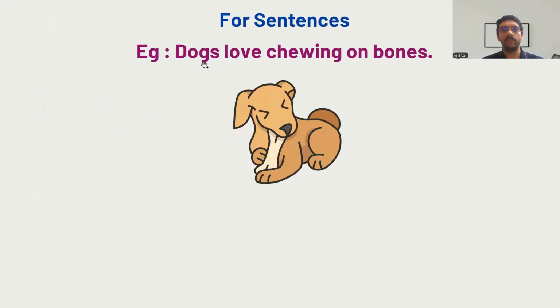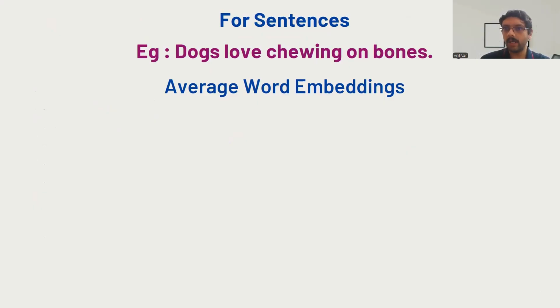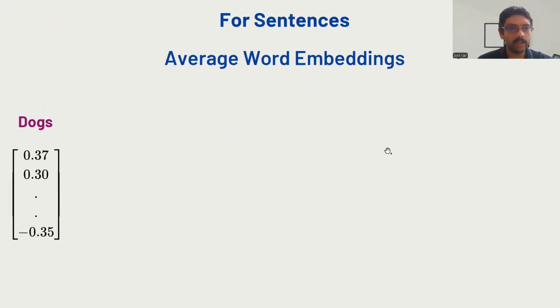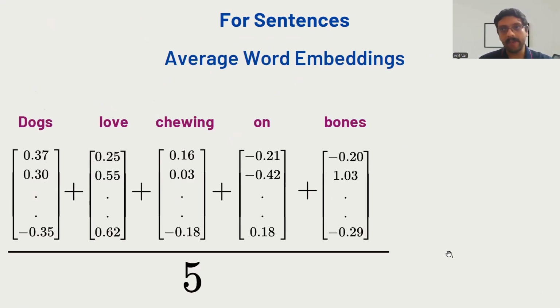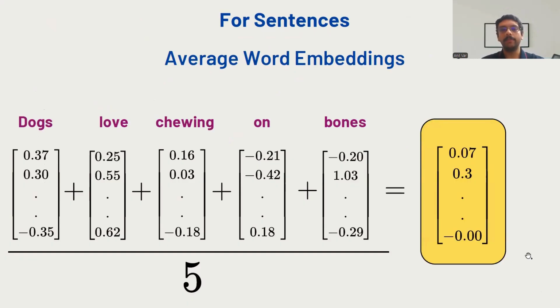So let's say a sentence like this: dogs love chewing on bones, right? How would we convert this into an embedding? Now, it's an embedding for the sentence. Think about it for a second. We've already seen how word embeddings can be computed. One approach could be to just take the embeddings for each of these words, average them, and you get your sentence embedding.